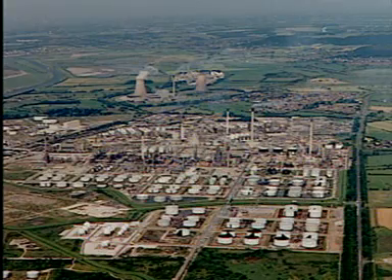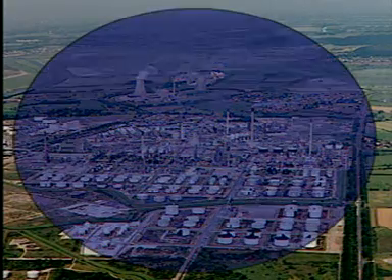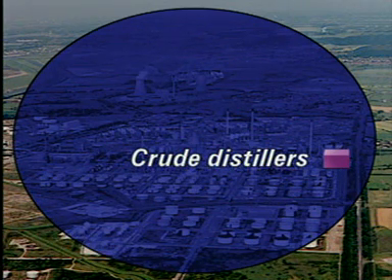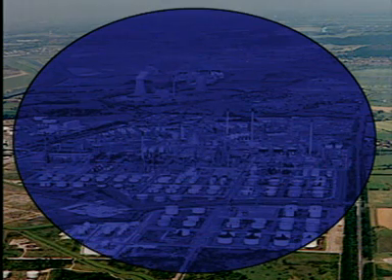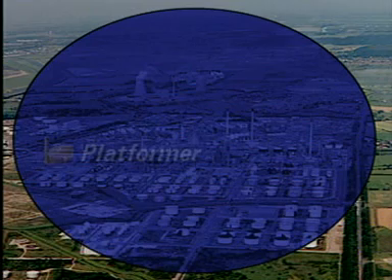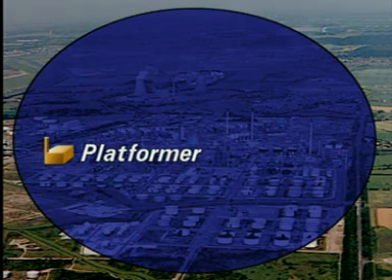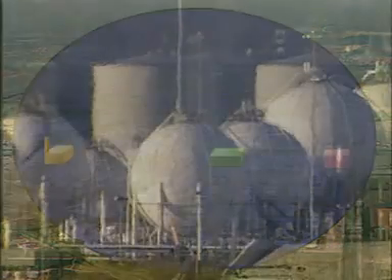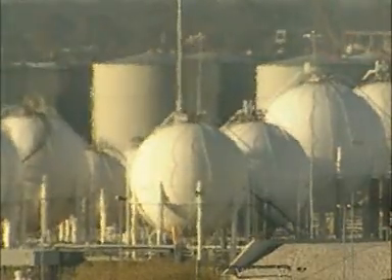Most oil refineries are on the coast and have good road and rail links. On this site, 2 crude distillers together process 34,000 tonnes of crude oil per day. There is also a catalytic cracker and a platformer for converting straight-chain molecules to branched chain. On site is a range of storage tanks for the different products.